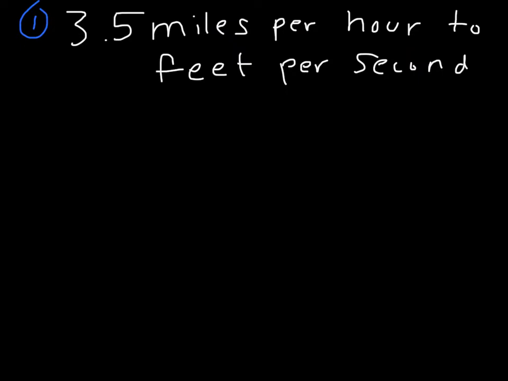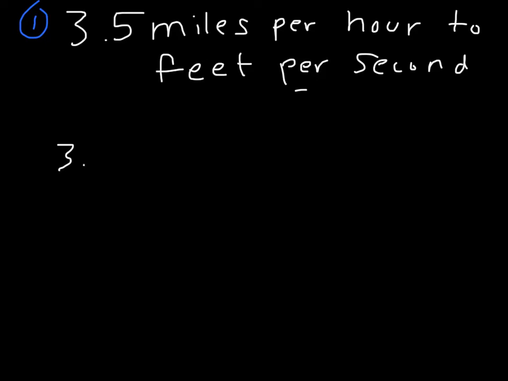Alright, number 1 says 3.5 miles per hour to feet per second. So they want us to convert miles per hour to feet per second. Now, the word per, you'll see here, means divided by. And so that's the whole point why we're doing these conversions with division.